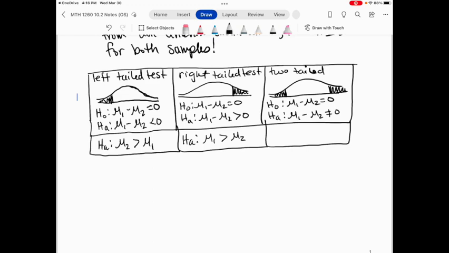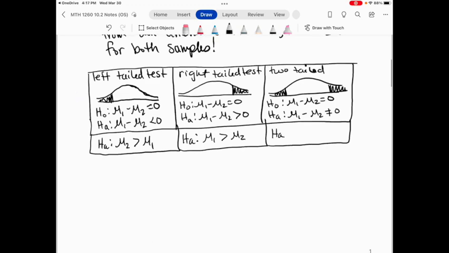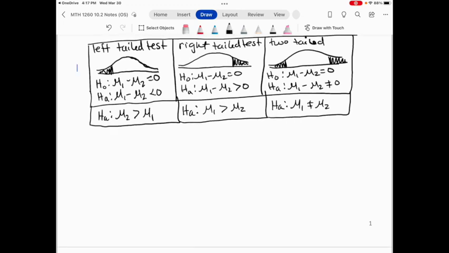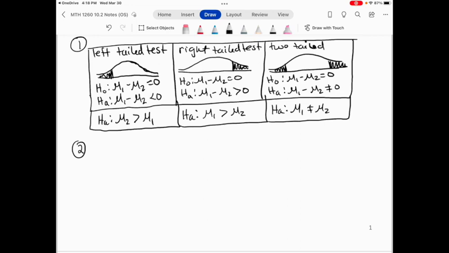And in the two-tailed test, when we look at the alternative hypothesis, if the difference is not equal to 0, that means they're not the same. So mu1 and mu2 are not the same. If they are the same, then when I would subtract them, I would get 0. So if it's not equal to 0, then they're not the same. Now this is for step 1 when we set up the hypothesis.